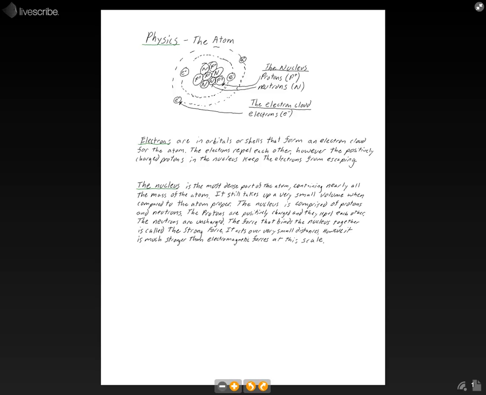So again, the nucleus is positively charged. It's comprised of protons and neutrons. The positive charge on all of the protons causes them to repel each other. The neutrons, however, are not negatively charged. They're uncharged particles.